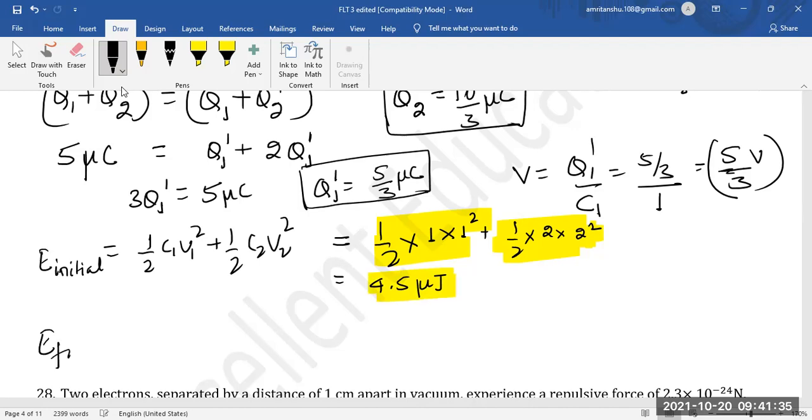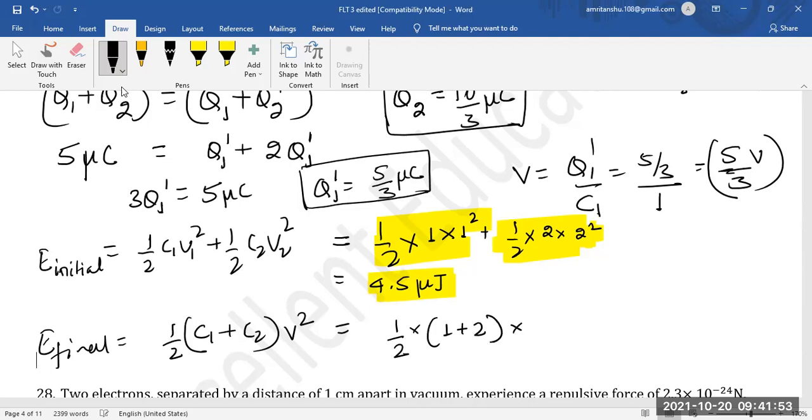Now energy, final energy is how much? Half of C1 plus C2, because potential difference is same. We can just write it like this: C1 V square plus C2 V square. So this expression would look something like this: half into 1 plus 2 into V. V is how much? Potential difference is 5 by 3 whole square. So this comes out to be 9, is 25 by 6 microjoules.